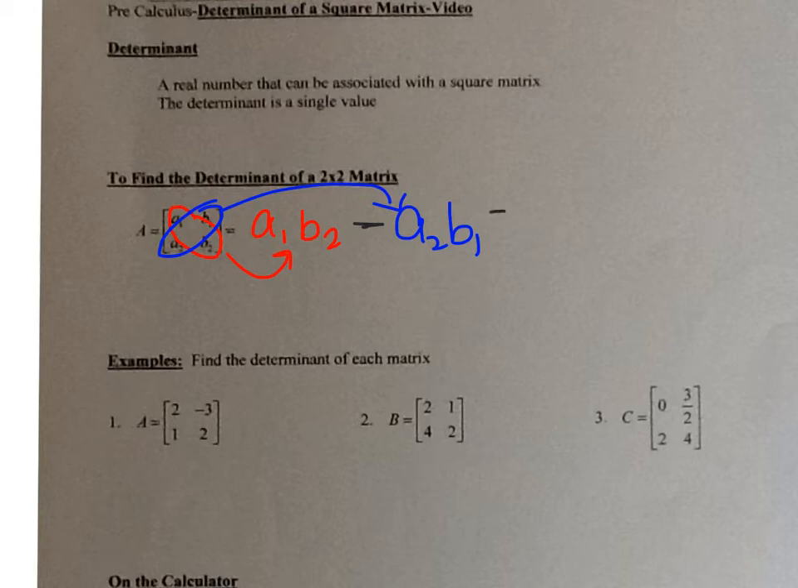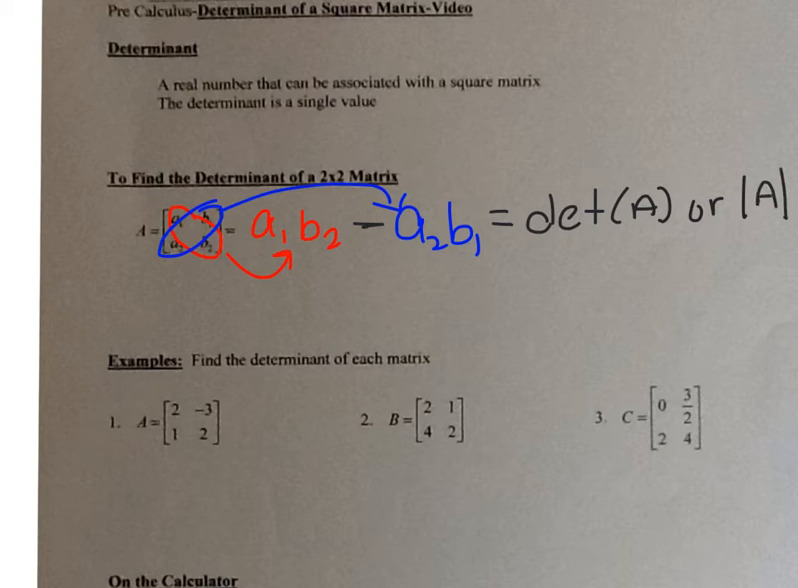Okay, this is called the determinant, and this can be written two different ways. Determinant of A, or it could be written like this, but with the bars. That means determinant. It's not absolute value.